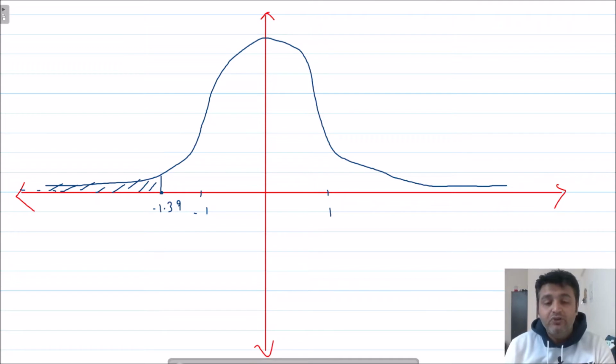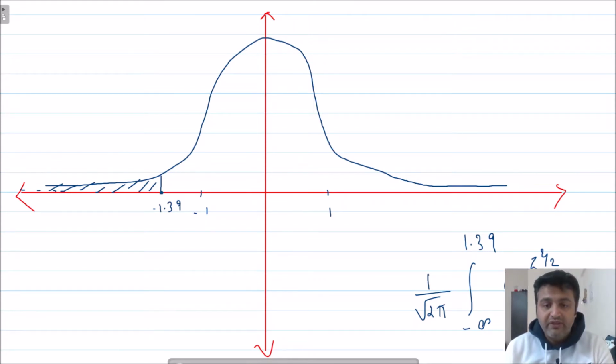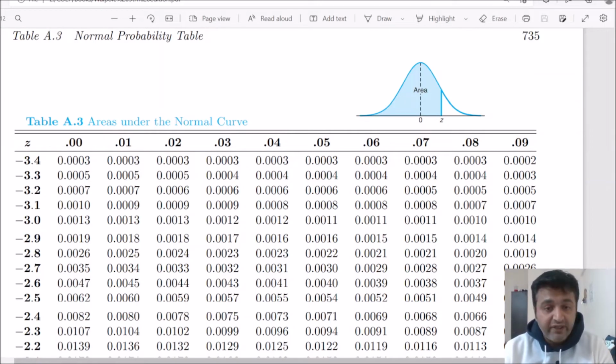So one way is to simply integrate the PDF, which is nothing but 1 upon root of 2 pi, integration from minus infinity to 1.39, e raised to minus z square by 2 dz. But instead of doing this, we are going to use a table. In any book, or even in the exam, they will provide you with the tables. Here I have taken the tables from the end of the book. At the top right, these numbers are the areas from minus infinity to z. They have gone from minus 3.4 to plus 3.4.